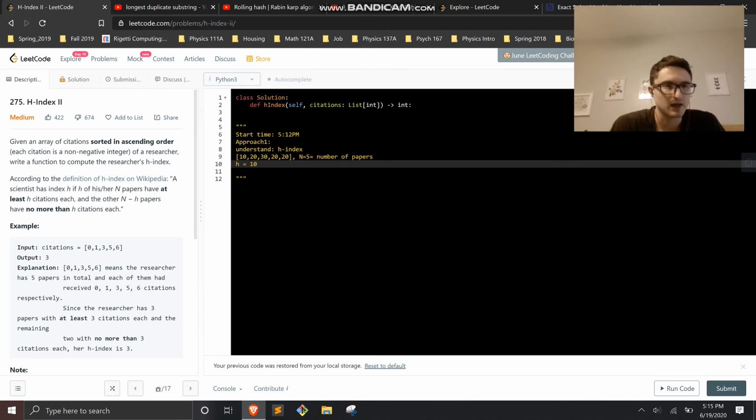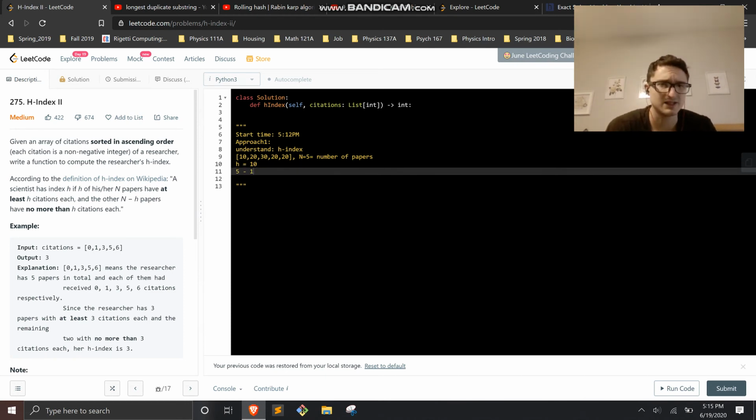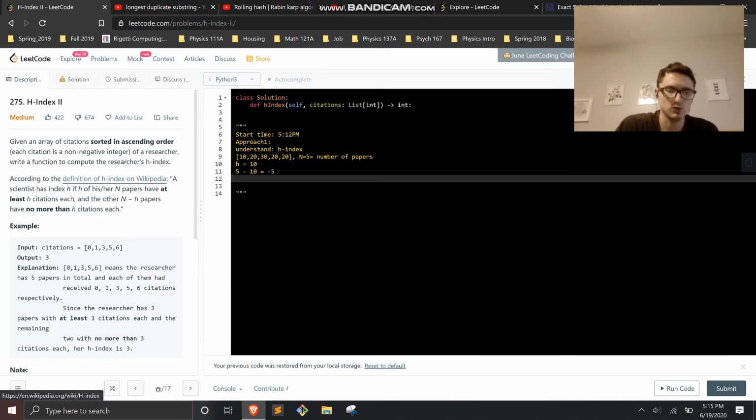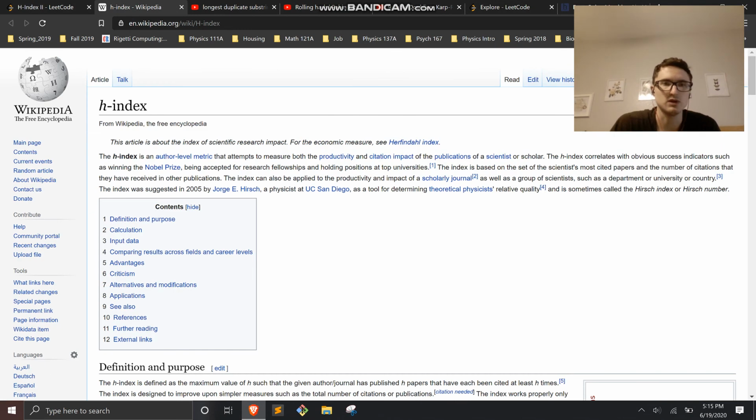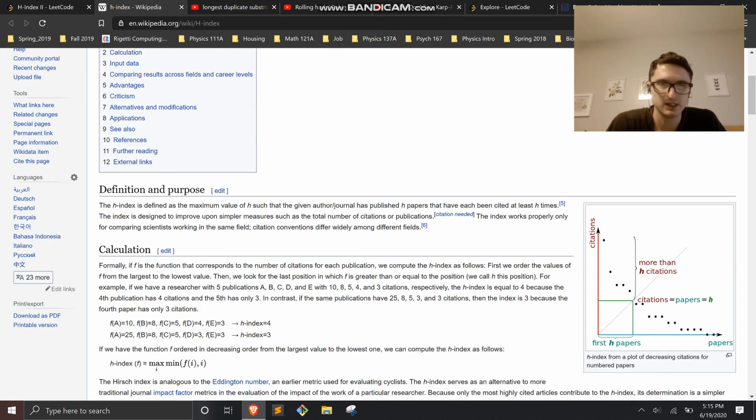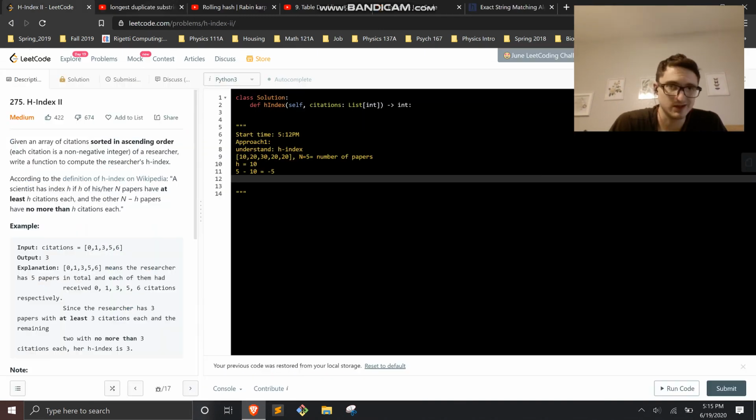And the other n minus h papers... what? So then you take 5 minus 10, which is negative 5, have no more than h citations each. Okay, well, let's look at their example, because that is a weird system. I've never heard of this system. What is the purpose of this? Interesting. I'm not going to go too much into reading about that, but let's just read here.